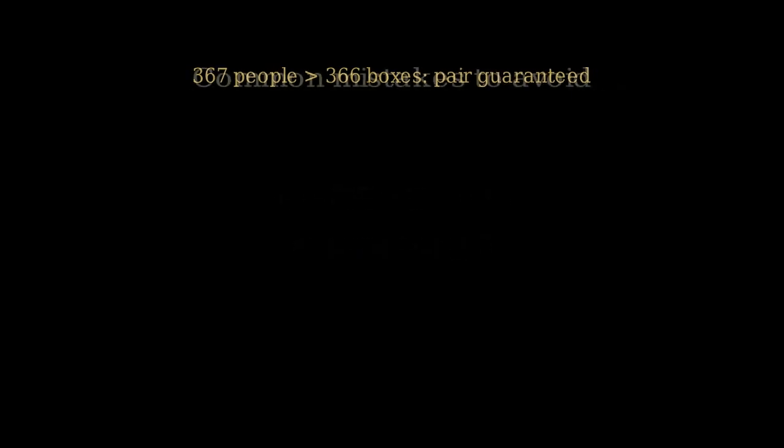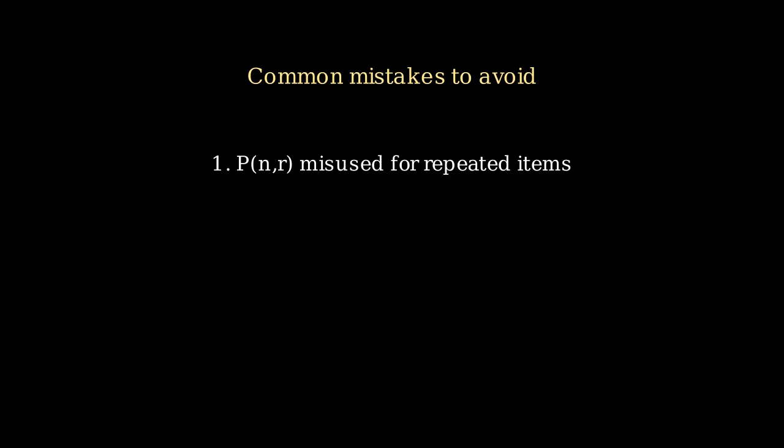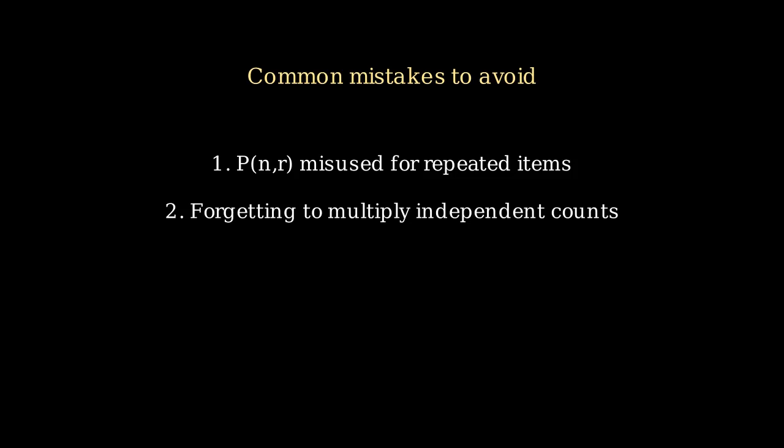Finally, common mistakes to watch for. First, using the permutation formula P of n, r when the objects involved are actually repeated or indistinguishable. That situation needs a different formula: n factorial, divided by the product of the factorials of each repeated group's count.